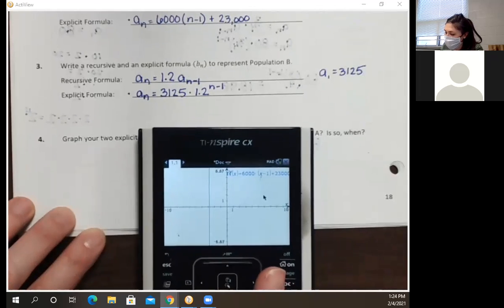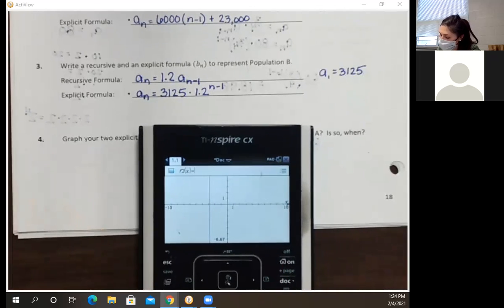And then for my second function, I'm going to hit the tab key here to bring up my entry line again. This is 3125 times 1.2. And then again, that mountain button for the exponent, that's a caret is what that's called. And then my exponent here would be x minus 1. There's my second function. So I can't even see that second graph on here.